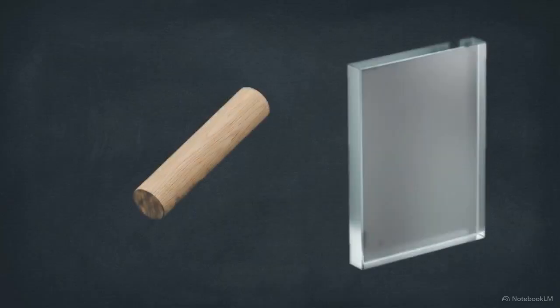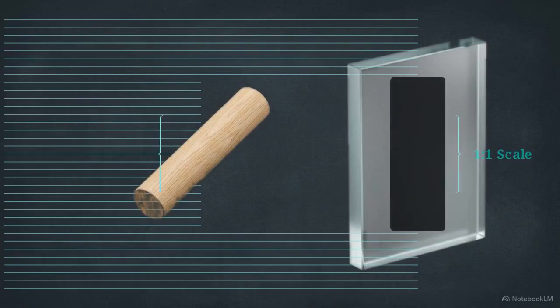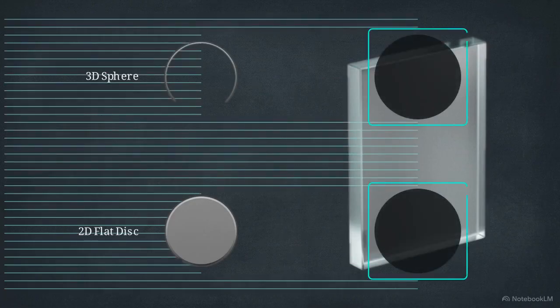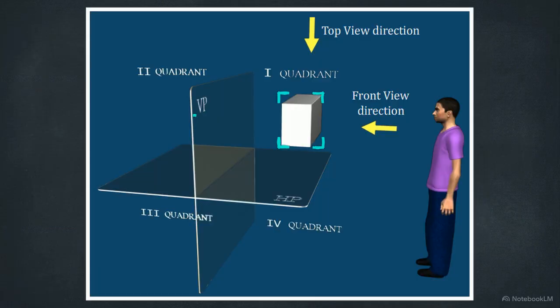When parallel light rays hit an object, they cast a shadow that matches its exact silhouette at a precise 1-to-1 scale. But a single shadow creates ambiguity. A 3D sphere and a flat 2D cylinder will project the exact same flat circle. To solve this ambiguity, we place the object inside a conceptual glass box.